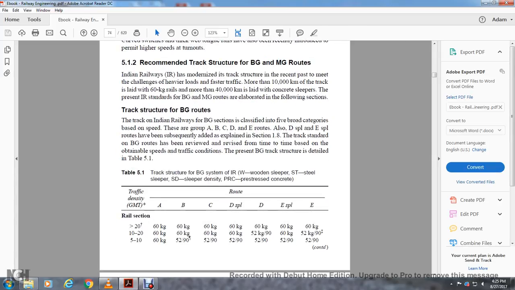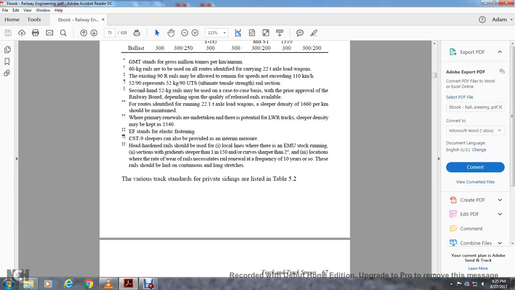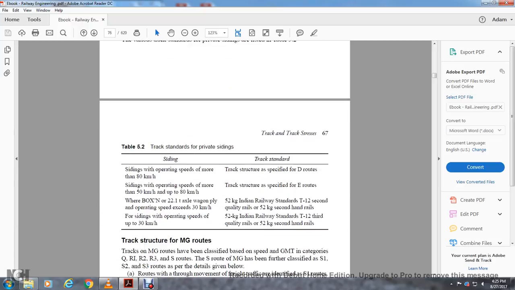Track structure. The track on Indian Railways broad gauge is classified into 5 broad categories based on speed: routes A, B, C, D, E. Also, D special and E special routes have subsequently been added, explained in section 1A. The track standards of broad gauge have been reviewed and revised from time to time based on the obtainable speed and traffic conditions. The present broad gauge track structure is detailed in Table 1. Various track standards are given in Table 5.2.